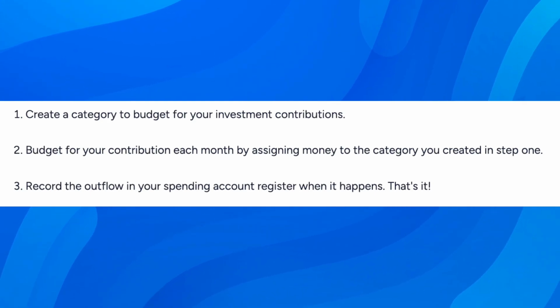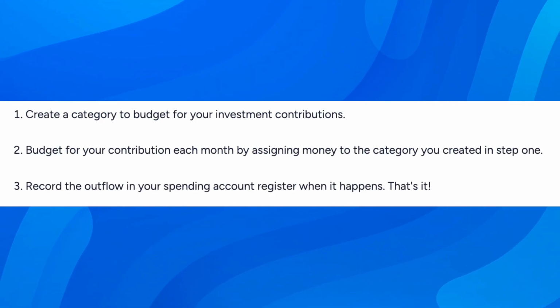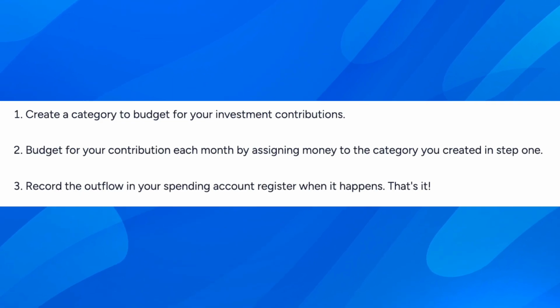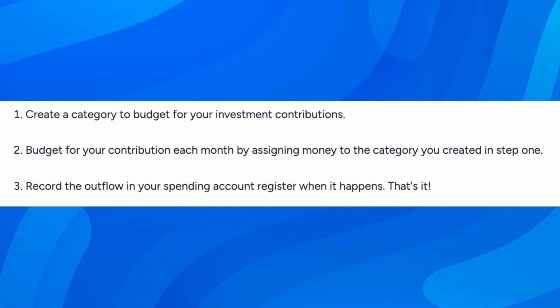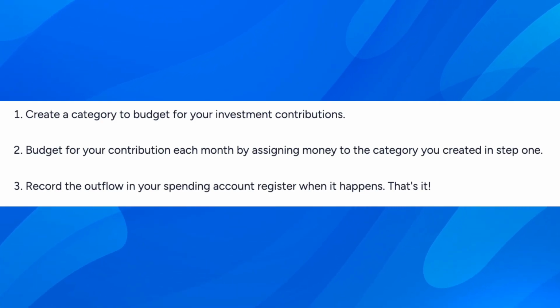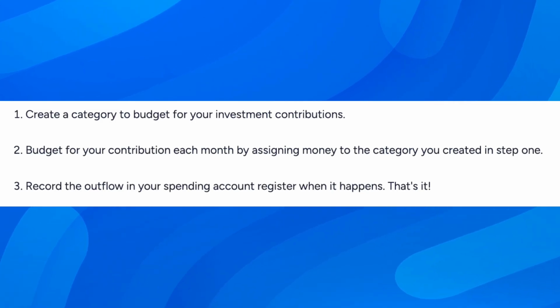So basically there are two methods that you can do this, so I'm going to go through each one of them. The first one is to create a category to budget for your investment contributions, and the second step is to budget for your contribution each month by assigning money to the category you created in step 1. Record the outflow in your spending account, register when it happens, and basically that's it.